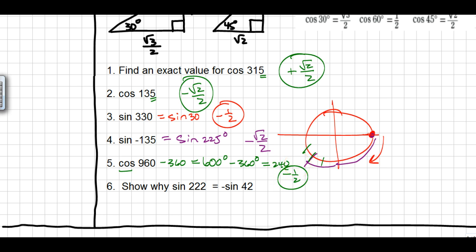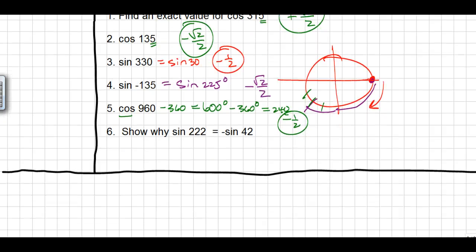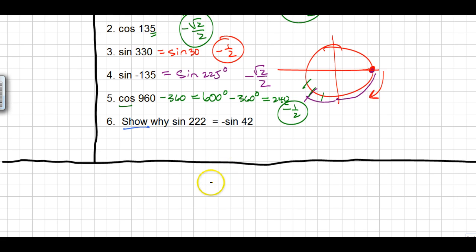The last type of question that students are going to encounter related to the unit circle is when they have to show or draw why the sine at 222 is the same as negative sine 42. So I'm going to go ahead and give that a quick sketch. I'm going to draw my circle. 222 is going to be somewhere in quadrant 3, not quite halfway there. And 42 is going to be somewhere in quadrant 1, not quite halfway there either. Those look like they are 180 degrees apart from each other, so they should essentially be equal.